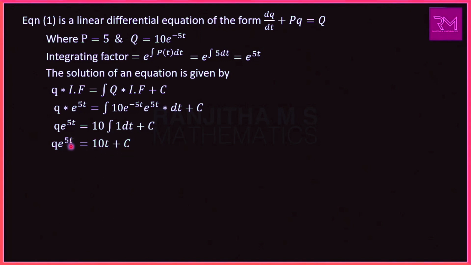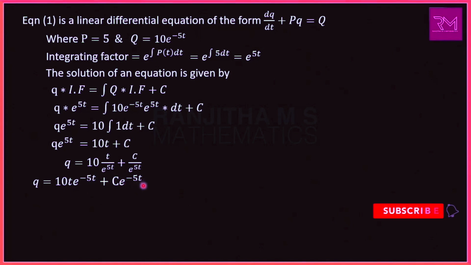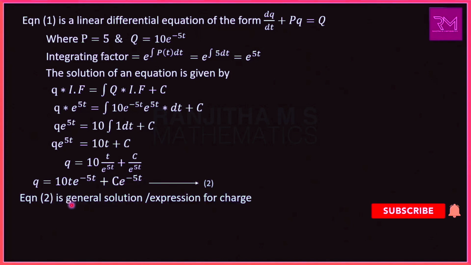Next step, take this value, that is e^(5t), to the right hand side, we get q is equal to 10 into t divided by e^(5t) plus C divided by e^(5t). Take this value to the numerator, we get q is equal to 10 into t into e^(-5t) plus C into e^(-5t). Call this as equation number 2. So this is a general solution or an expression for charge. Here we get a value of q.